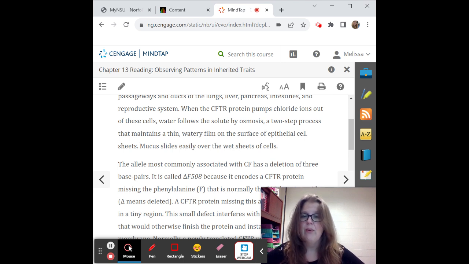So this is a great way to start off our inherited traits. And we will revisit this later in the chapter. So hopefully this helped you with understanding this first section of chapter 13.